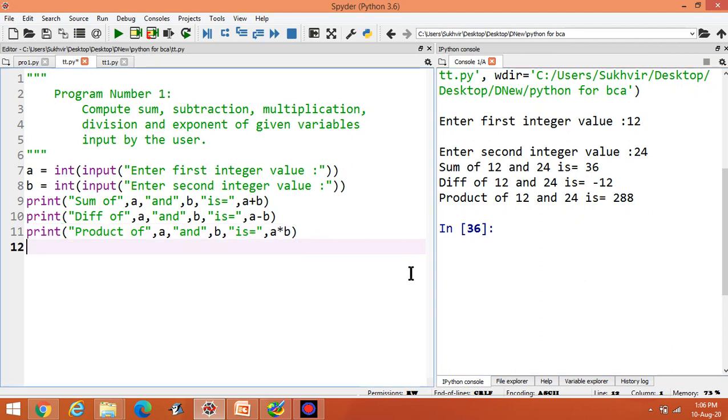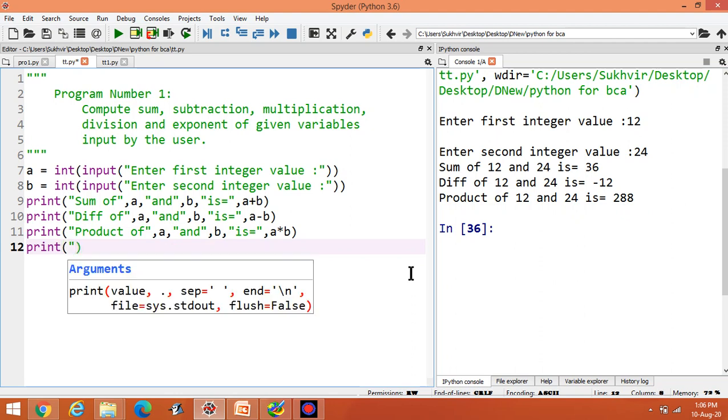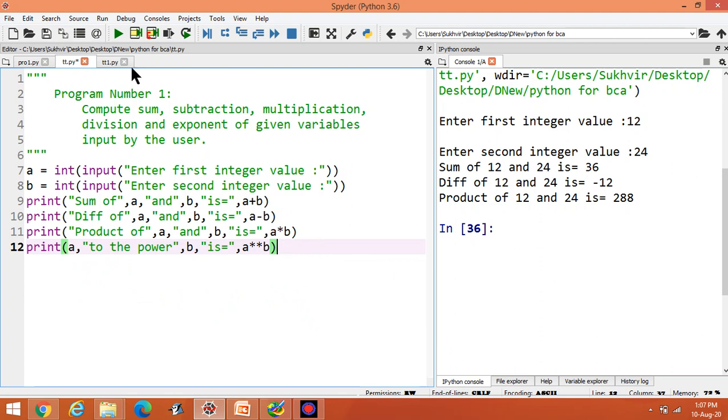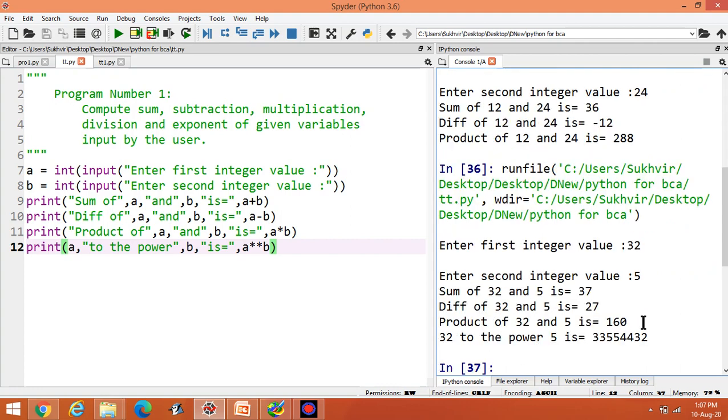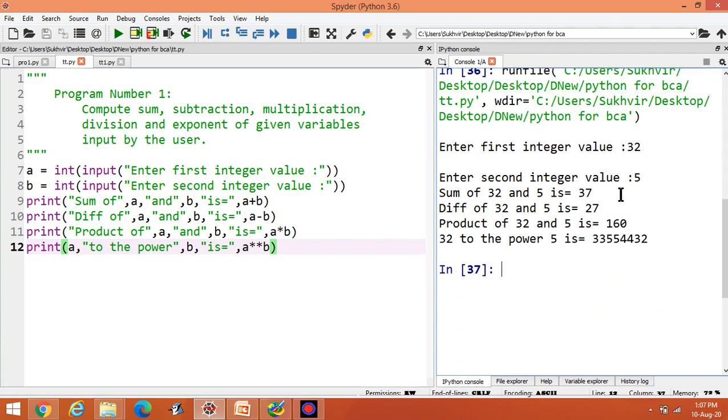What about exponent? Print. So I write a to the power, then I write b is equal to, here I can write double star like this. That's for power calculation. Suppose I enter first value as 32 and second as 5. First answer is 32 plus 5, 37. Then 32 minus 5 is 27. 32 multiply 5 is 160. 32 to the power of 5 is 33,55,44.